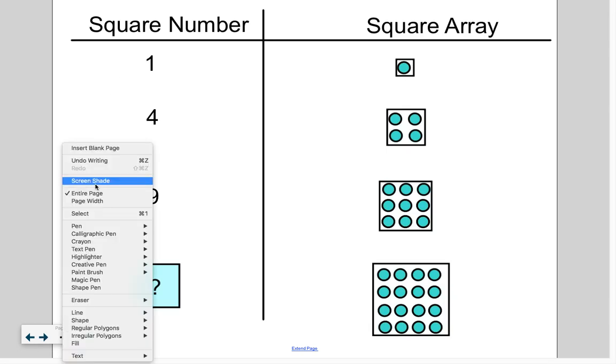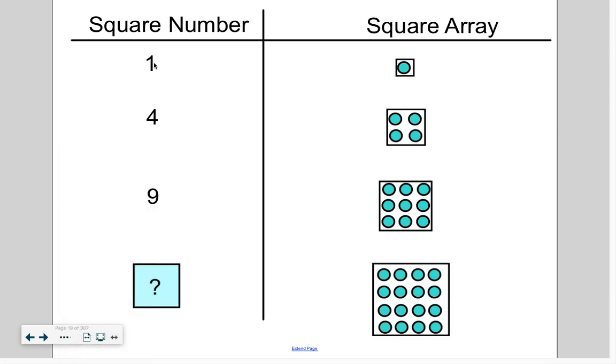Here's some examples. Here, the number 1 would make a perfect square. Same with 4, same with 9 because it's a 3 by 3. A 4 by 4 would have the square number 16.